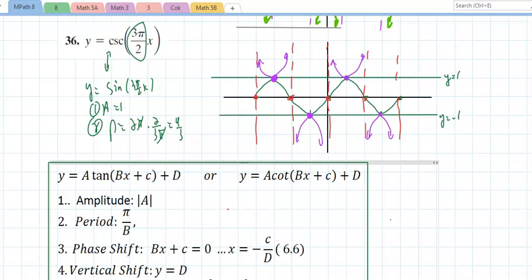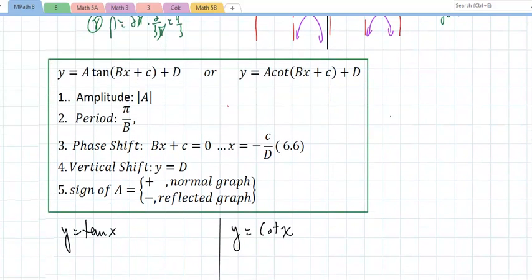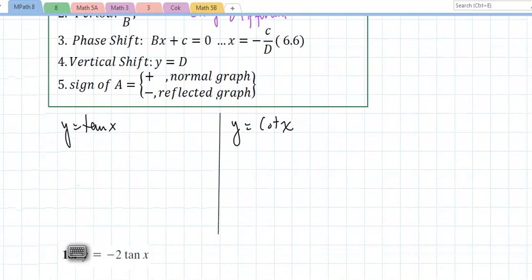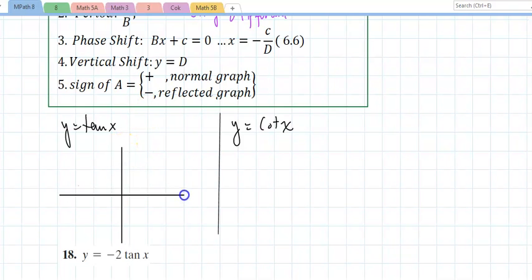Now tan and cotan are slightly different. The only difference between what we did and what we're doing right now is you take pi divided by b. Everything else is the same. And if we look at a graph of a tangent, again, if I pick points for tangent, I'll notice how this works. I know that at 0, tangent of 0 is 0. Pi over 4, tan of pi over 4 is 1.